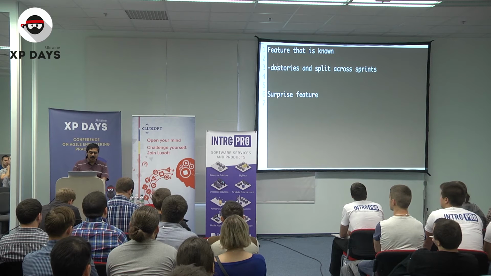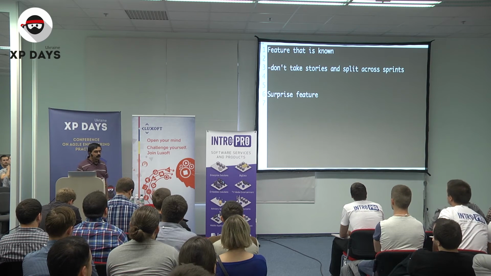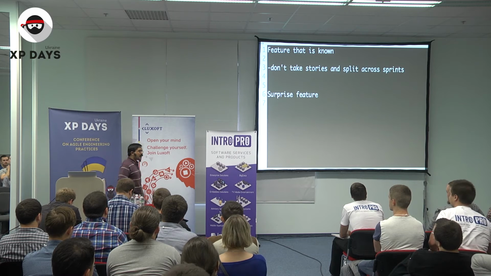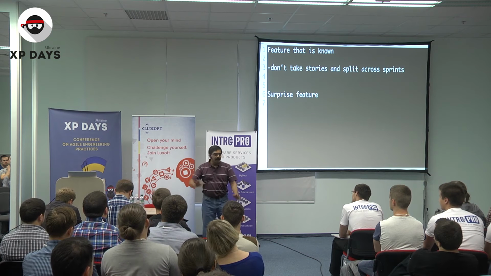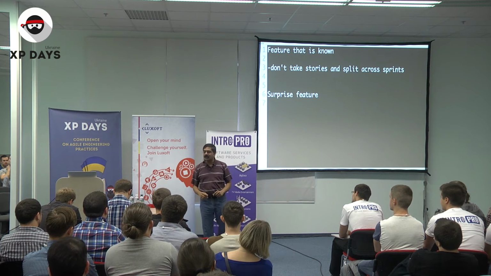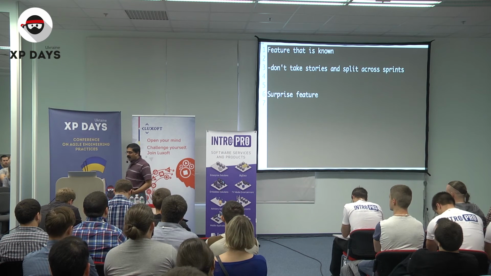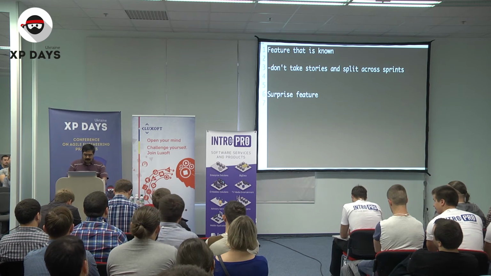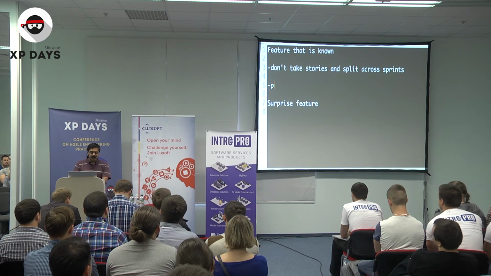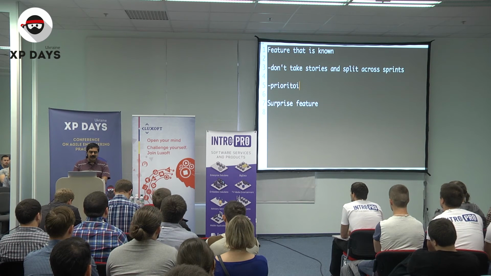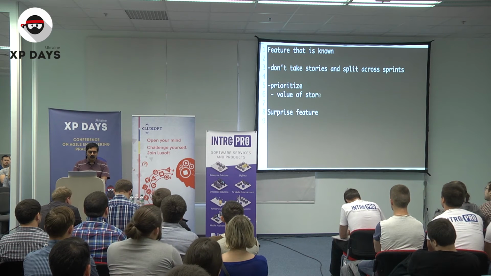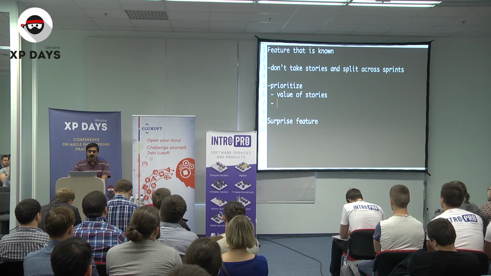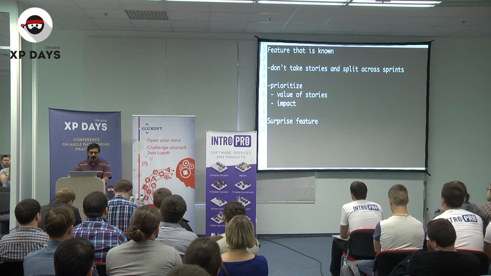So don't take stories and split them across sprints, because what are we doing here? We are simply saying, here is a boatload of stories to implement, divide, this one here, this one next, this one next. Well, that is a blind way of planning the project. We need to do active planning and governance, and the point really is, first is prioritize. So you prioritize the project based on 2 things. The first priority is value of stories, but that's not enough. I also want to prioritize based on the impact on the architecture as well.